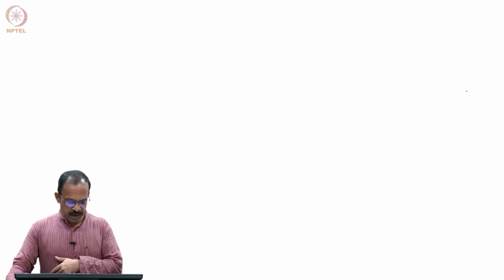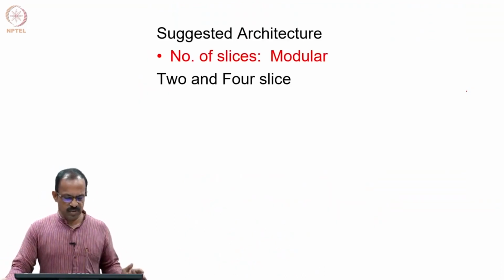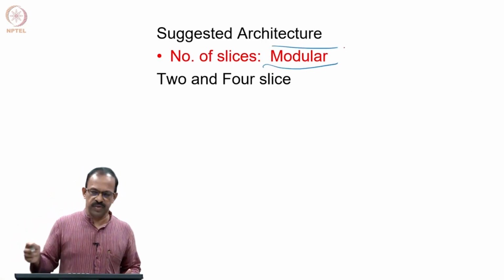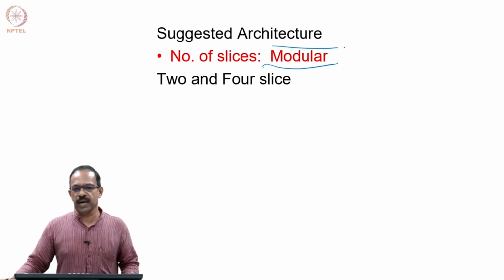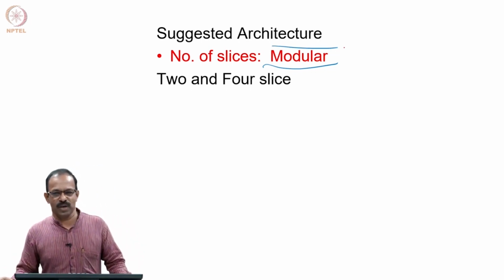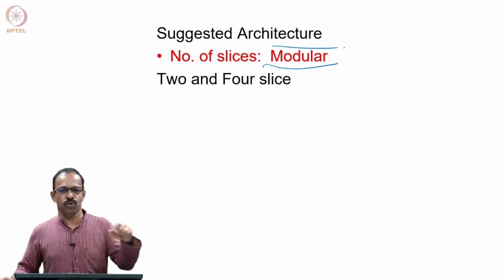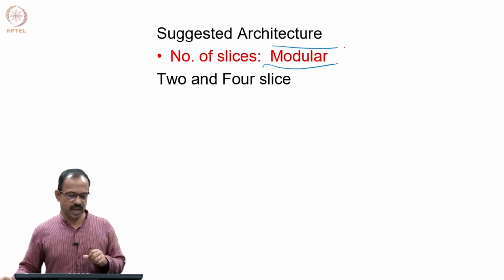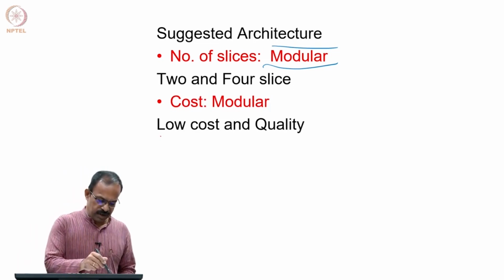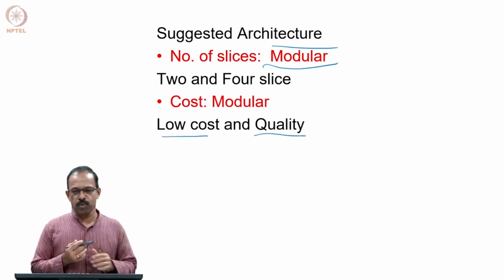Okay, so finally, suppose we look at the number of slices. Will they make the slice a modular one? Because if you have to offer 3 products in the market, we need to have a modular architecture for the product. So, for the number of slices we can have 2 and 4 as modules, one with a 2 slice module and one with a 4 slice module. And similarly, the cost can be a low cost and a high quality product.